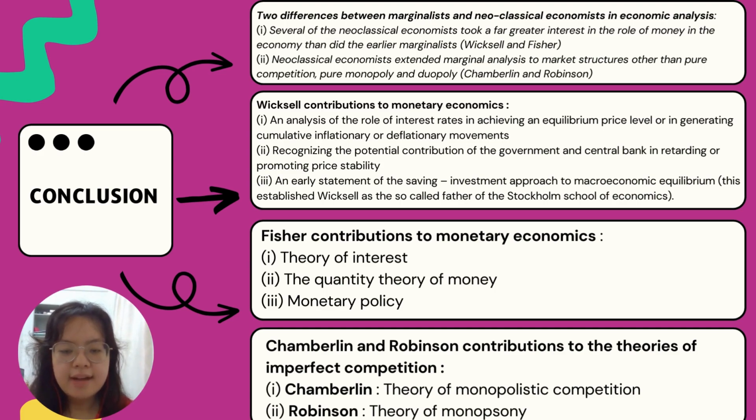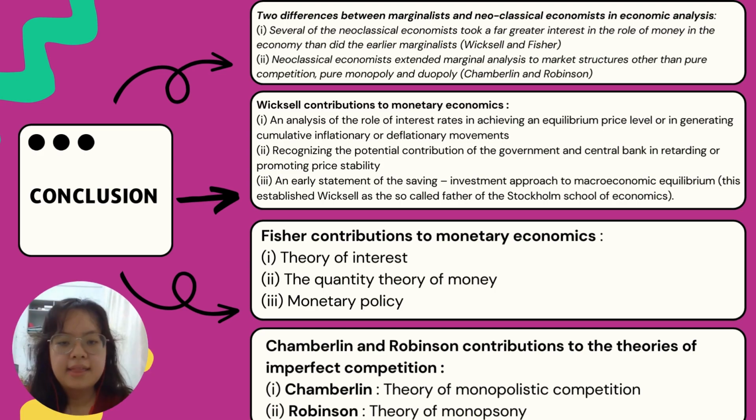Thirdly, Fisher also made a few contributions to monetary economics. Firstly, the theory of interest. Secondly, the quantity theory of money. And thirdly, monetary policy are all contributions of his. Lastly, Chamberlin and Robinson also contributed to the theories of imperfect competition. Chamberlin contributed to the theory of monopolistic competition, and Robinson contributed to the theory of monopsony.